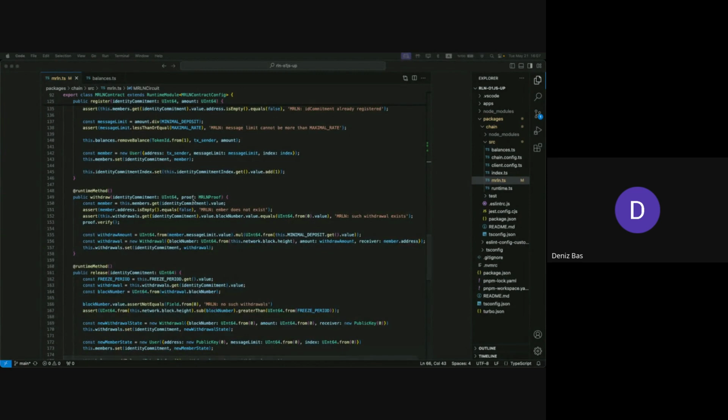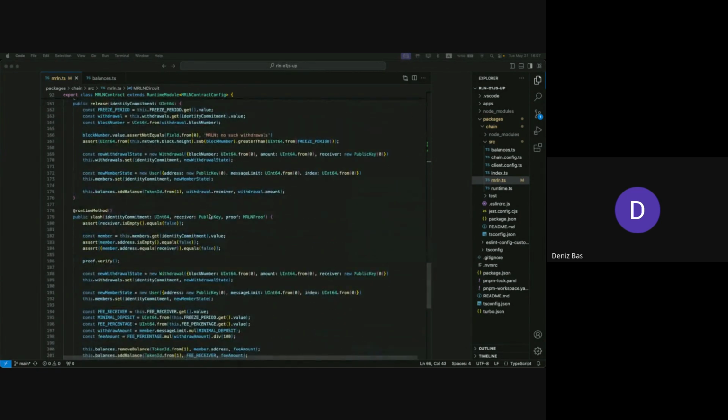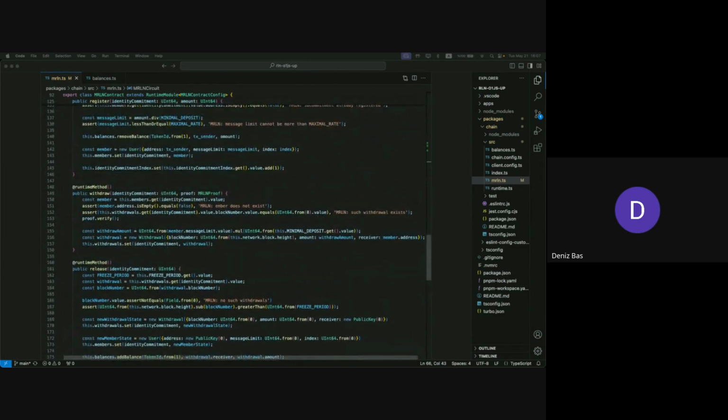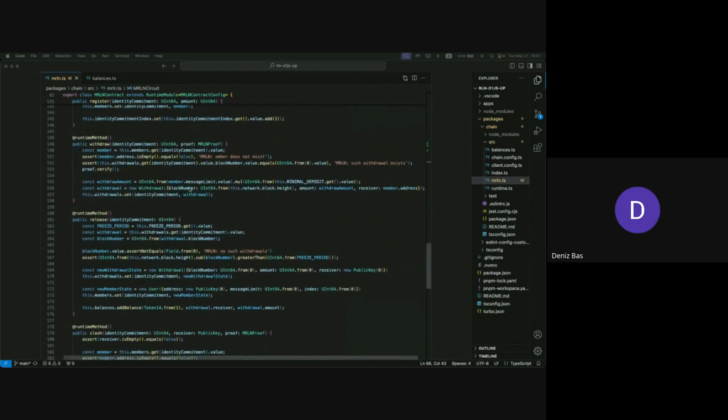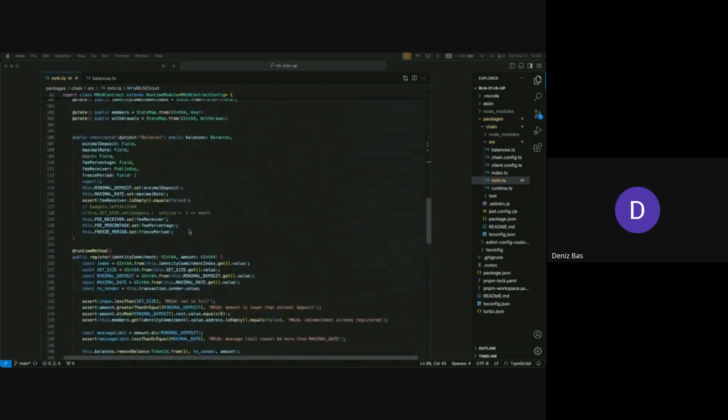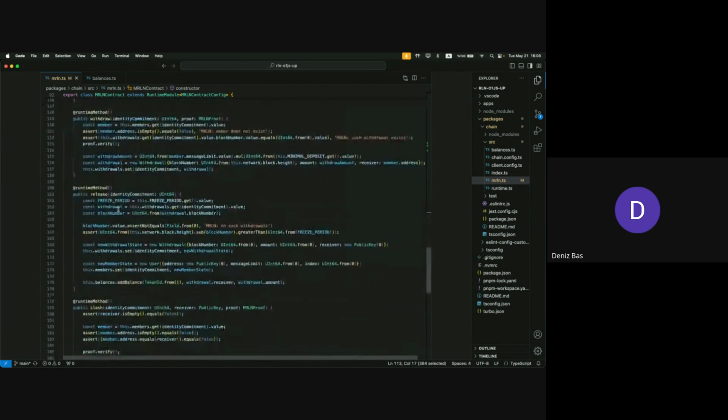We also have other functions for withdrawing, releasing, and slashing. But before getting to them, let me start by explaining withdraw. This function works as a request for withdrawing and freezing the stake to prevent self-slashing, because the stake can only be released after the freeze period of blocks. And we again define these blocks in the constructor.